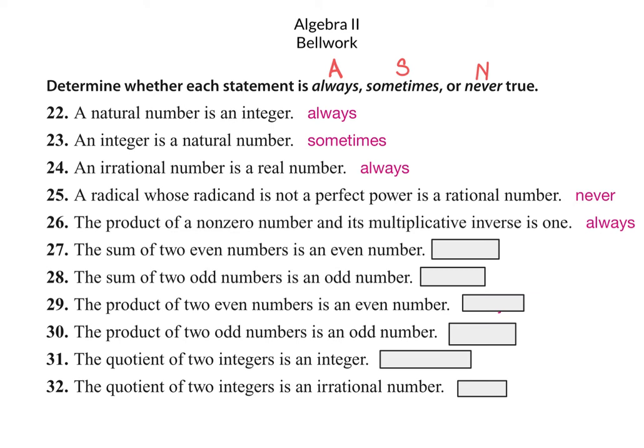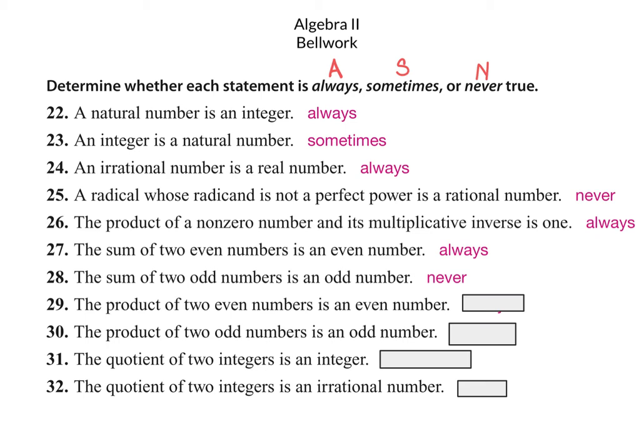The sum of 2 even numbers is an even number. Always. Yeah. Because if it's divisible by 2, and you add something divisible by 2, you're going to get something divisible by 2. All right? The sum of 2 odd numbers is an odd number. Never. Yeah, that never happens because each of them is going to have an extra 1, right? And when you add them, you're going to have 2, which is then divisible by 2.